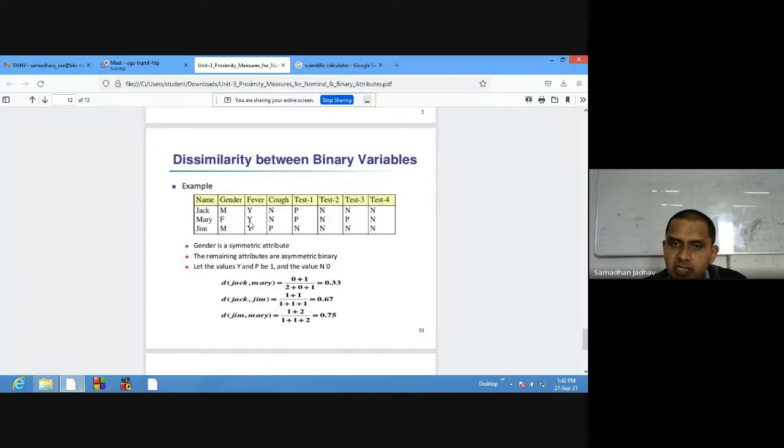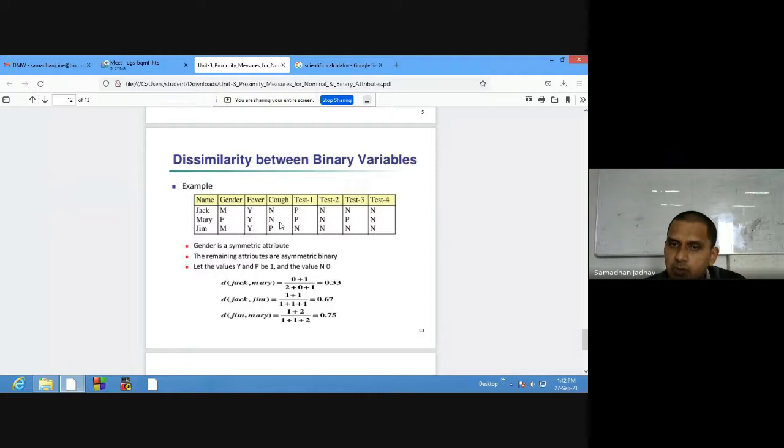So consider from fever, ignore gender. We are not considering the gender attribute because that is symmetric. We are only considering asymmetric attributes which are binary, right? So yes means 1, no means 0, p means 1, that is positive means 1, negative means 0. So for Jack and Mary, first find out Q. What is Q? For both the objects, Jack and Mary, the values for the attribute should be 1. So for fever, for Jack and Mary it is yes, so count it as 1, one attribute.